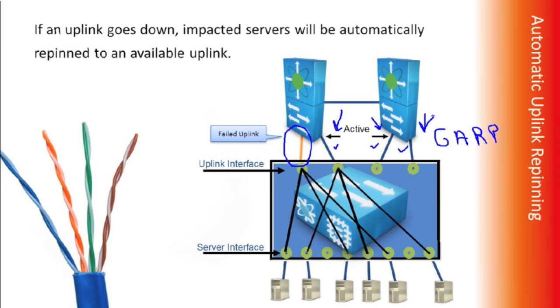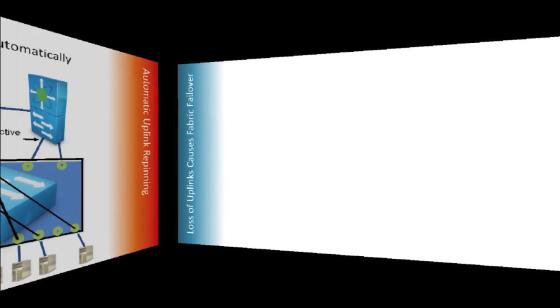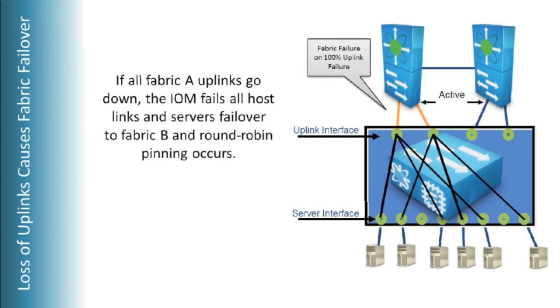By the way, if you lost all of the uplinks on a particular Fabric Interconnect, okay, so we lose all of them on Fabric A, well, everything gets pinned over to Fabric B, and it goes ahead and does the round-robin approach to load balance across those particular uplinks. So pretty cool how this automatic repinning works.